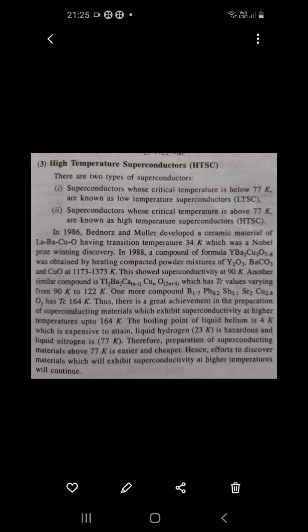Now the third type of superconductor is the high temperature superconductor. Again, it has two types. One is a superconductor whose critical temperature is below 77 Kelvin, called a low temperature superconductor, and the second is a superconductor whose critical temperature is above 77, called a high temperature superconductor. So we have many examples, like inner transition elements such as lanthanum, barium, copper, oxygen combined, at 34 Kelvin, which was a Nobel Prize winning discovery. Also, that is one of the superconducting materials. We have plenty of examples here.